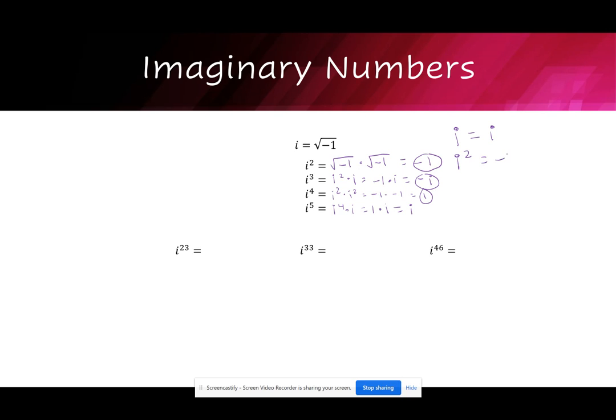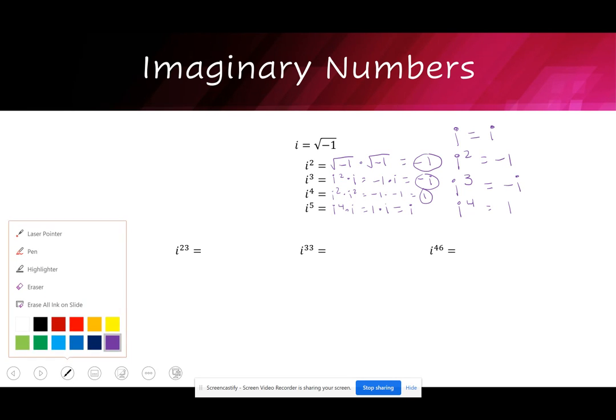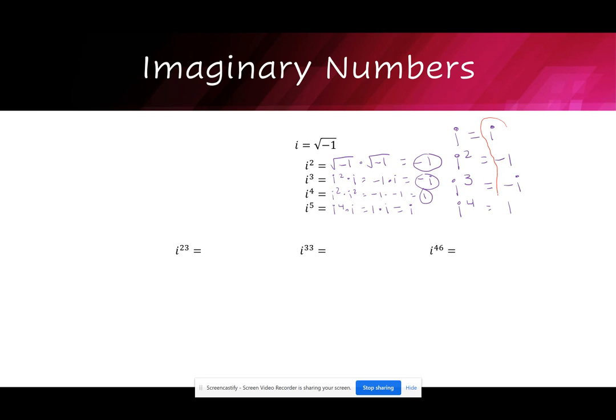So i is i. i squared is -1. i cubed is -i. And i to the fourth is 1. And then these answers just start to repeat. Our i, -1, -i, and 1 all just repeat. So this goes with i to the first, second, third, and fourth.